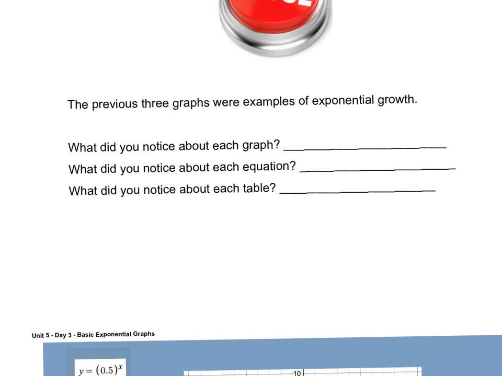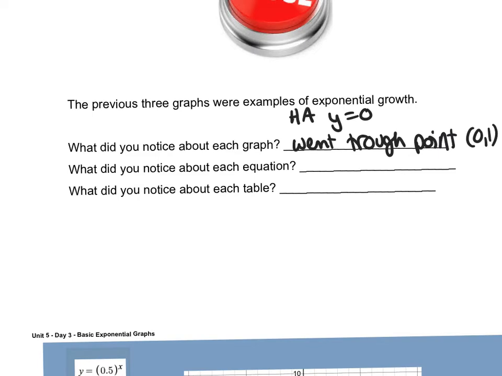Okay, the 3 previous graphs were examples of exponential growth. What did you notice about each graph? They all had a horizontal asymptote at y equals 0, and all 3 of them went through the point (0, 1). All 3 of them.